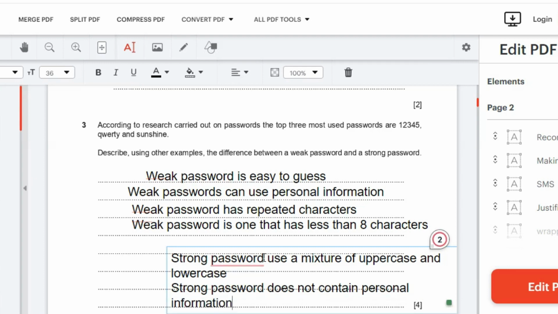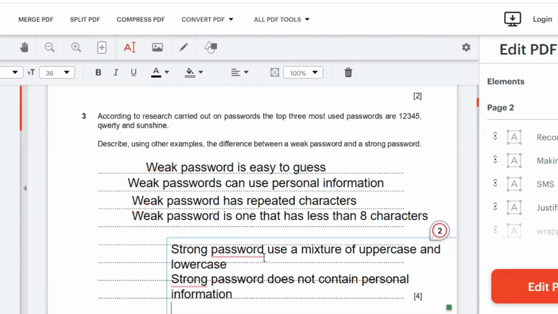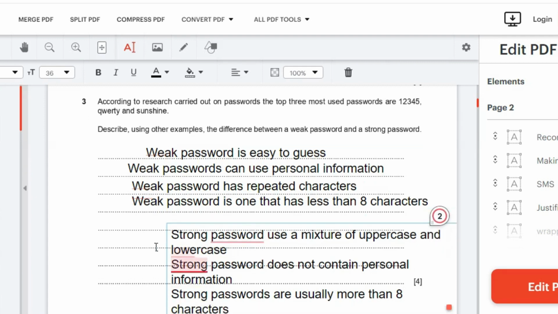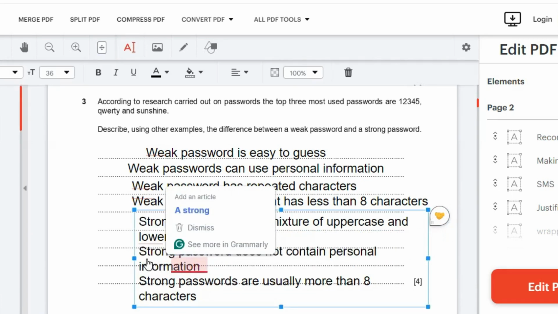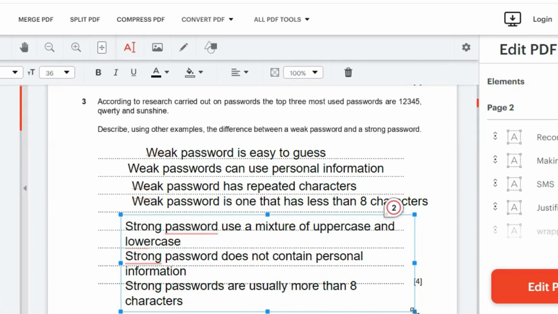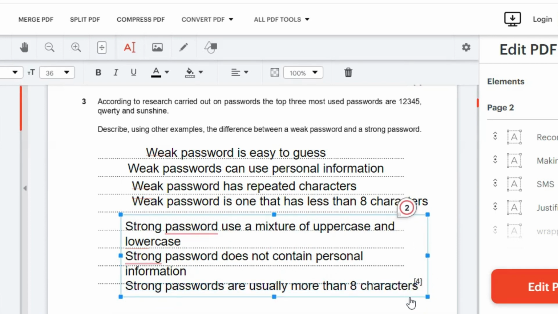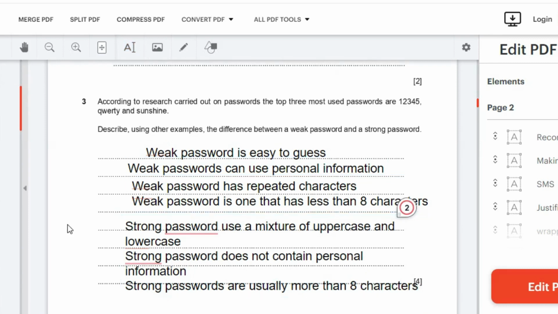All right. So another one is that strong passwords are usually more than 8 characters. All right. So let's stop here. Okay. So two of these should be able to get you your required 4 marks, since it is 4 marks. So two of these.